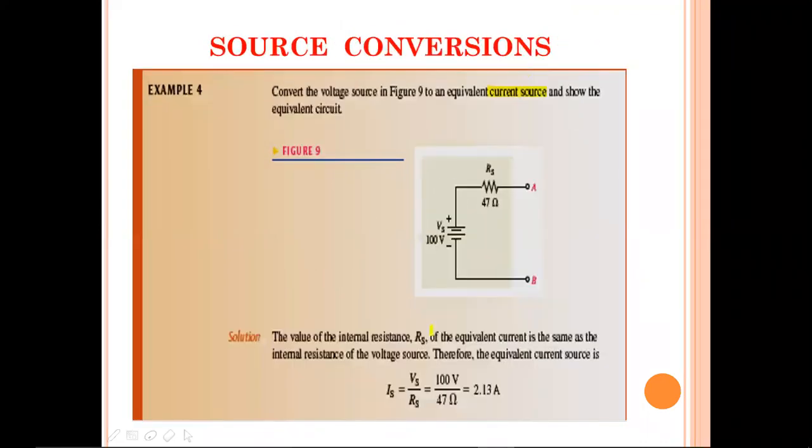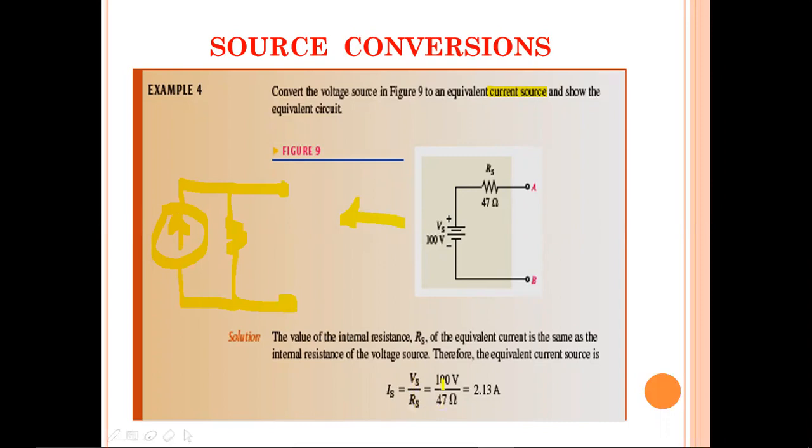So the equivalent circuit of this voltage source is like this. How will the equivalent circuit look? This is the current source IS, and the resistance is always in parallel. Then this is the output. For finding IS, you already know the formula: IS is equal to VS by RS.